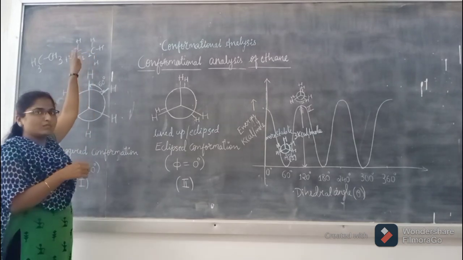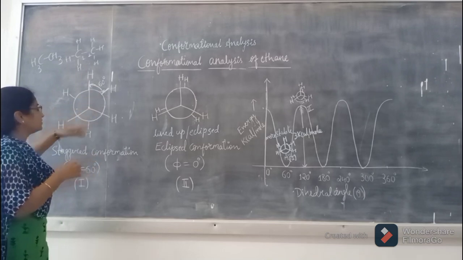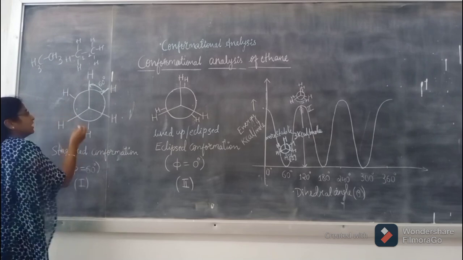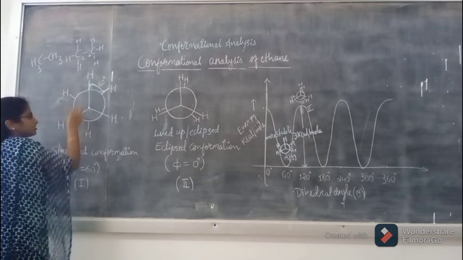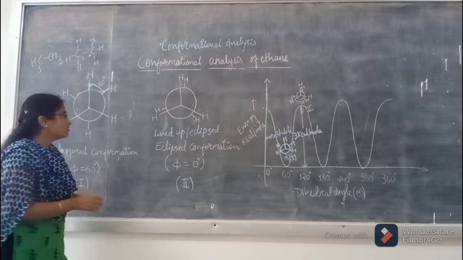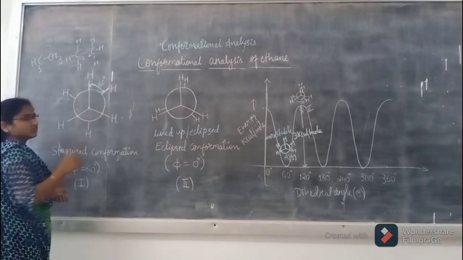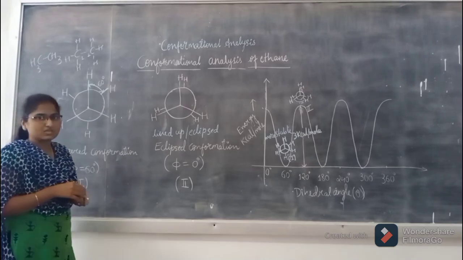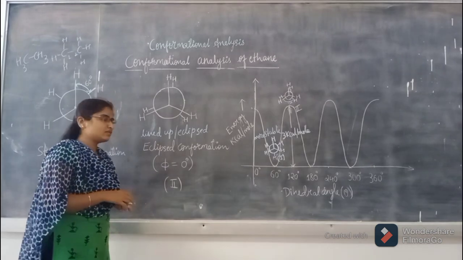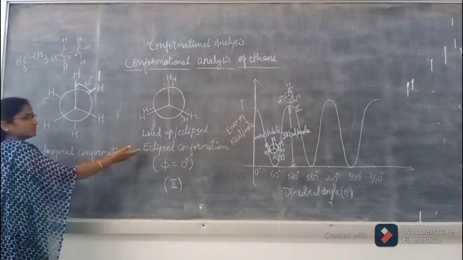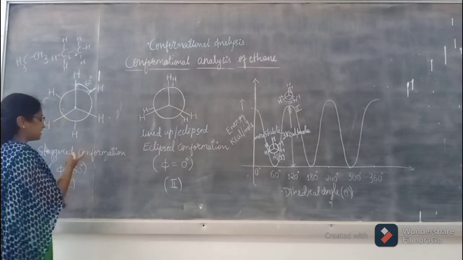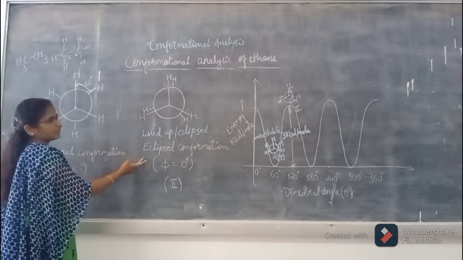Represent this molecule in the form of a Newman projection. You will have the front carbon atom with 3 hydrogen atoms and the back carbon atom with 3 hydrogen atoms. In the Newman projection, you will have front and back carbon atoms with 3 hydrogen atoms each. Here in ethane, you observe two types of conformations: the eclipsed conformation and the staggered conformation.